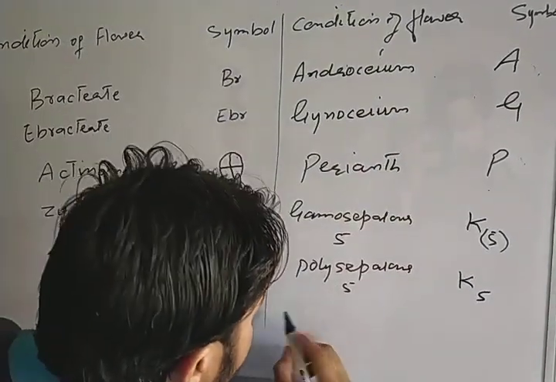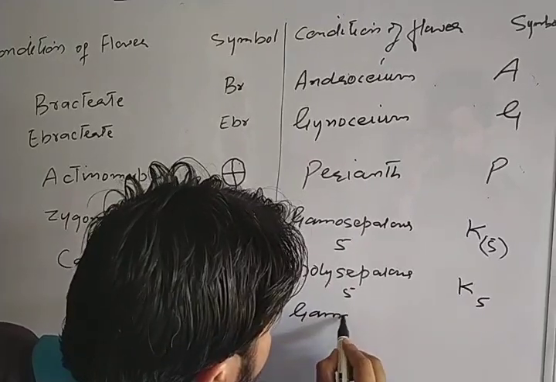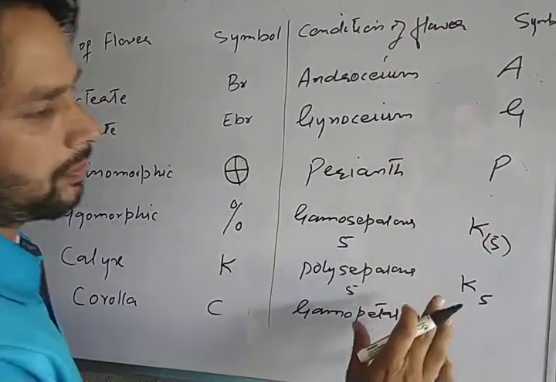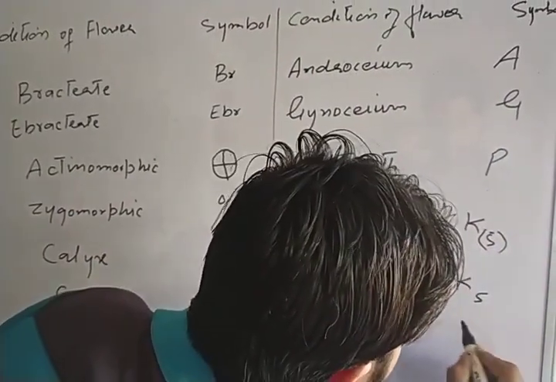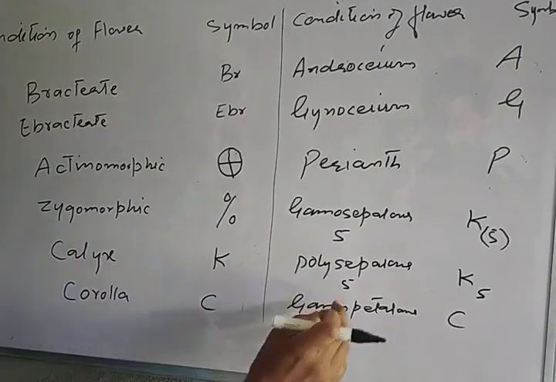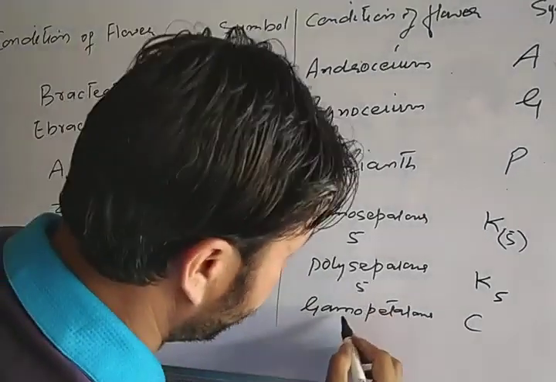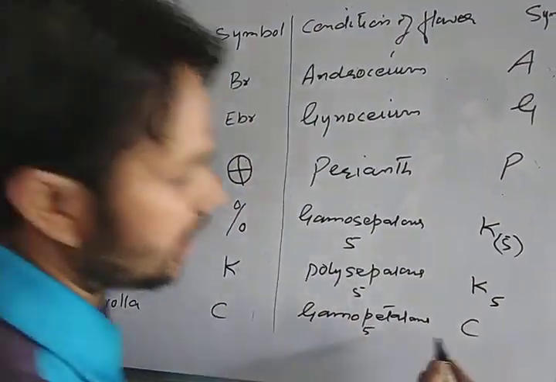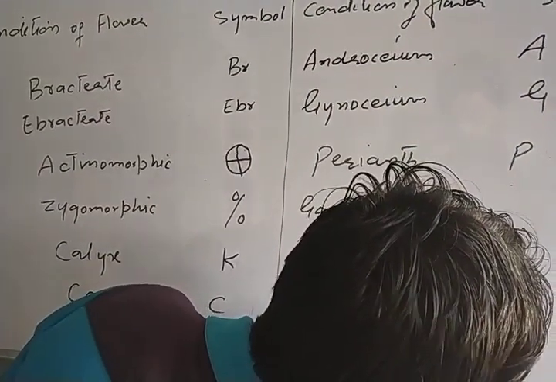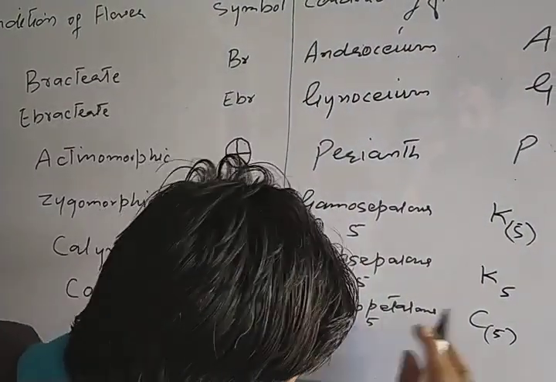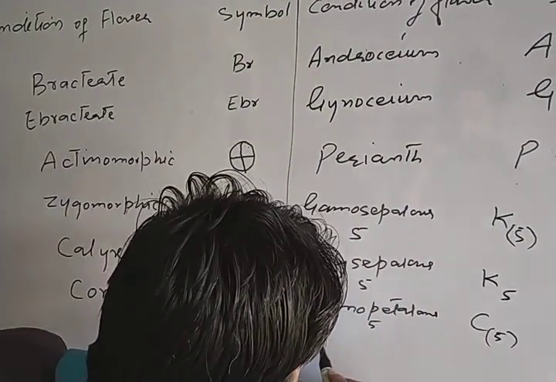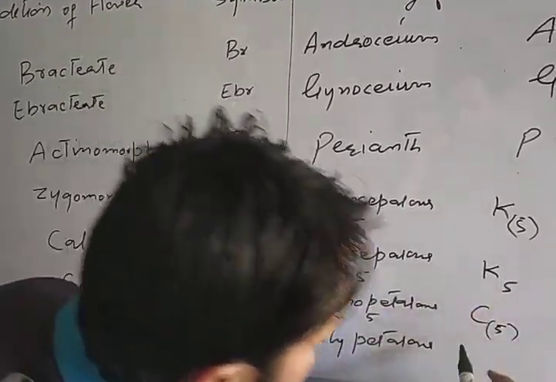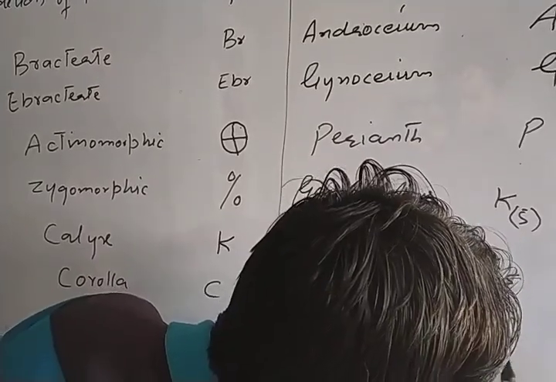Again, gamopetalous, the same condition. Petal is represented by C because the petal is the unit member of the corolla. Gamo means fused, and again if it is 5 in number, we write 5 in brackets. Similarly, polypetalous: again the condition C with 5 without brackets.